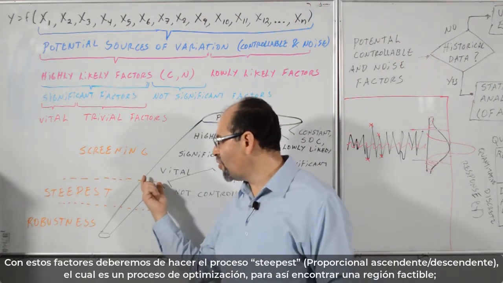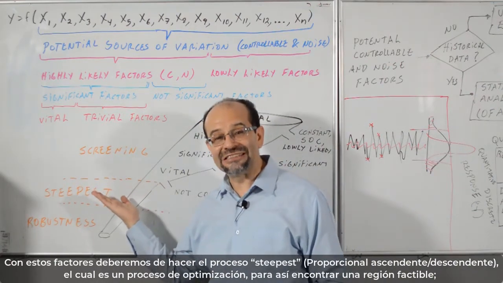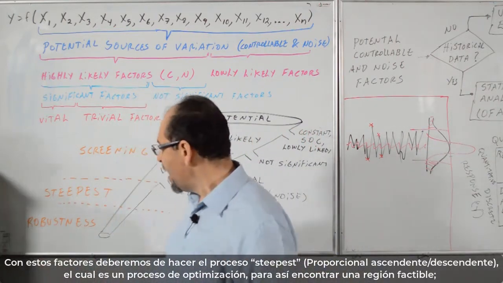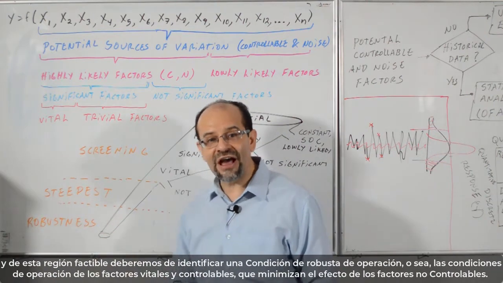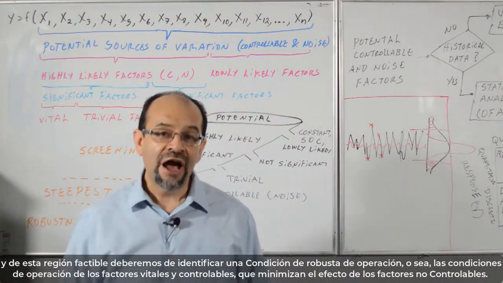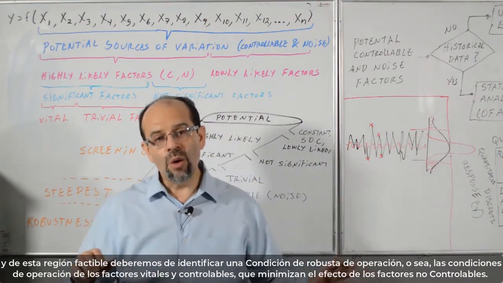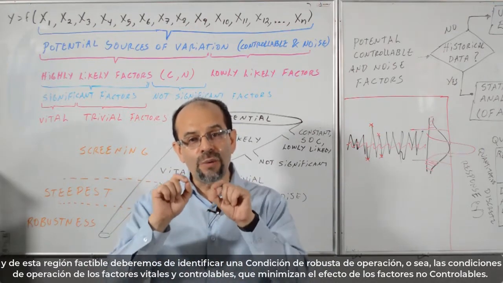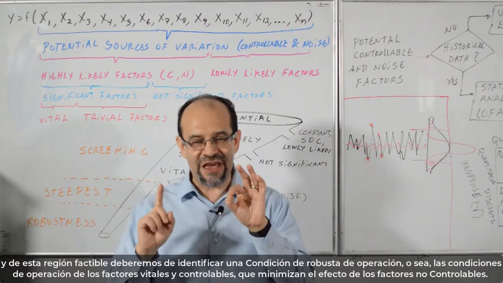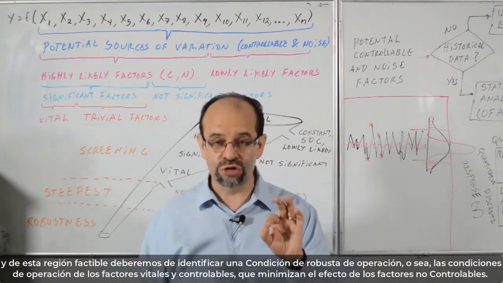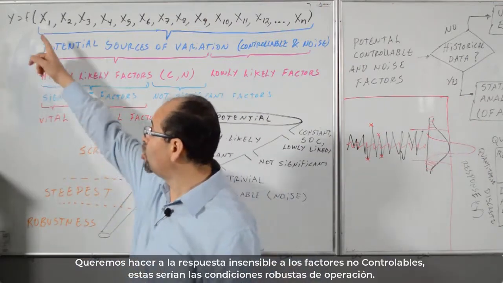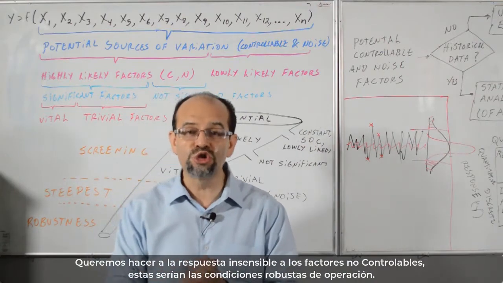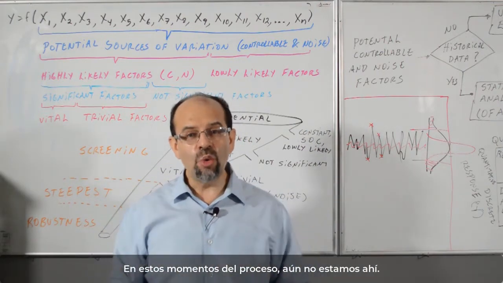Of the vital and controllable factors, we are going to first do what we call steepest ascent, which is an optimization process, and we are going to find a feasible region. And of the feasible region, we want to identify a robust operating condition. And the robust operating conditions are the operating conditions of the vital controllable factors that minimize the effect of the non-controllable factors. We want to make our response insensitive to the non-controllable factors, and those will be the robust operating conditions.